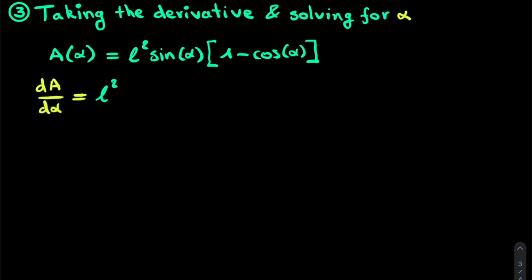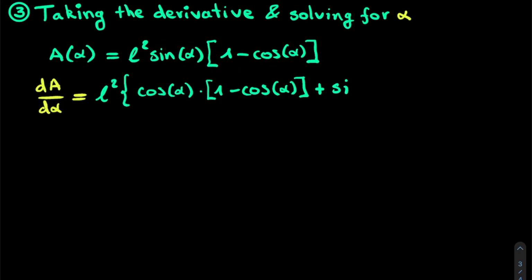The L squared can be brought outside of the derivative because it's just a constant. Then we first derive this one and leave the other one untouched. The derivative of the sine is the cosine of x. So we have the cosine of alpha multiplied by the thing that we leave untouched, 1 minus the cosine of alpha. And then we add to it, now leaving this one untouched and deriving this one to alpha.